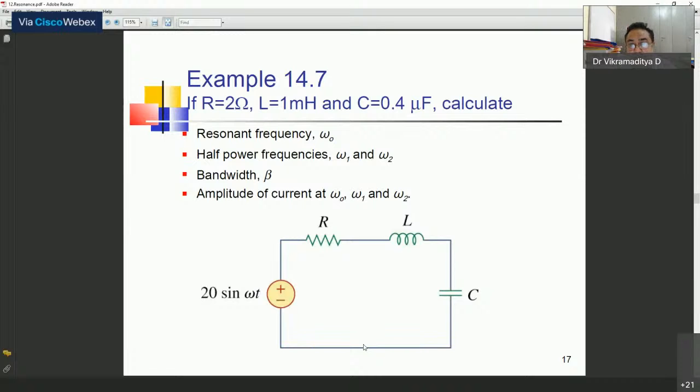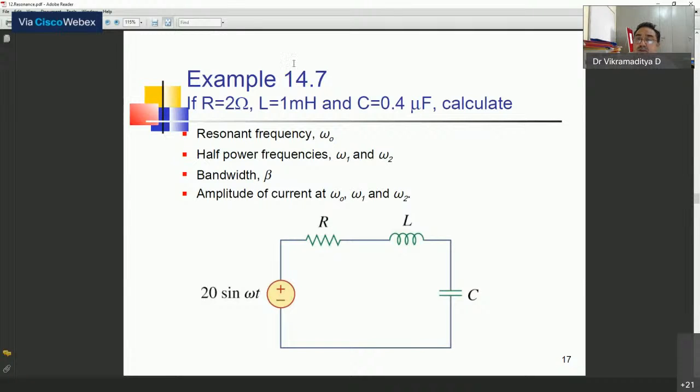You can solve it. The resonance frequency you have to calculate, given R, L, and C, where R is 2 ohm, L is 1 millihenry, and C is 0.4 microfarad. So you can easily calculate it. Omega naught is nothing but 1 upon under root LC. Substitute the value of L equal to 1 into 10 to the power minus 3, and C equal to 0.4 into 10 to the power minus 6.